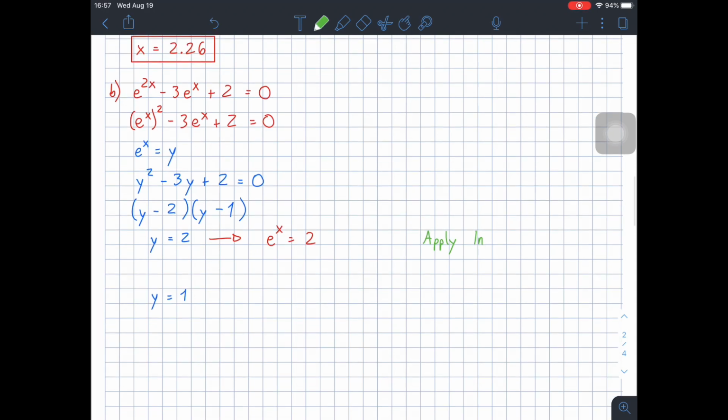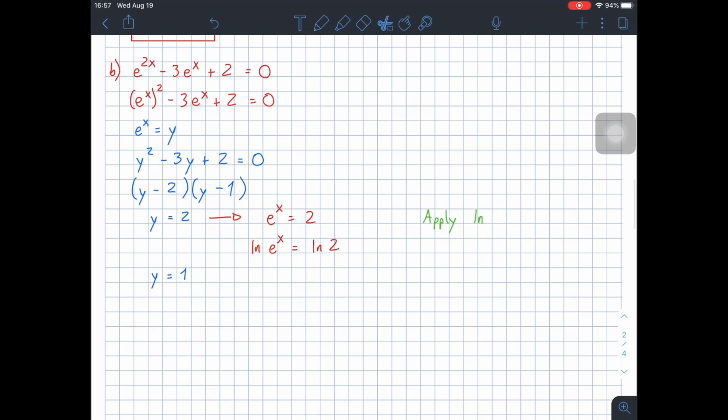We're going to apply the natural logarithm. So we get that the natural logarithm of e to the power of x is equal to the natural logarithm of 2. Here we can see that we can take down the exponent x and bring it to the front. This would be x times the natural logarithm of e is equal to the natural logarithm of 2.